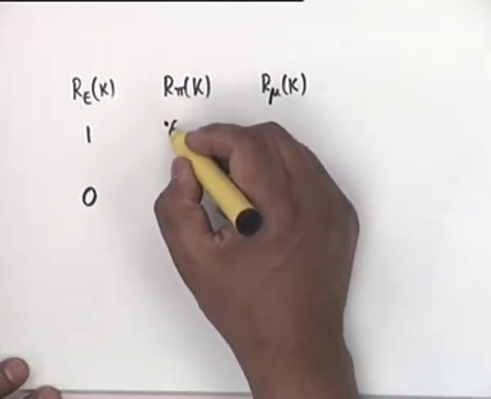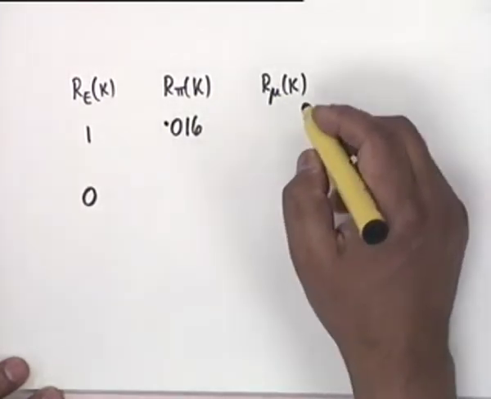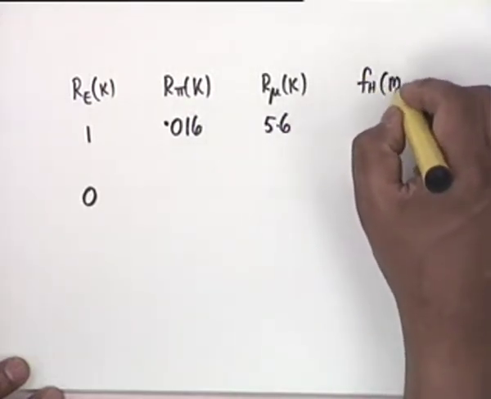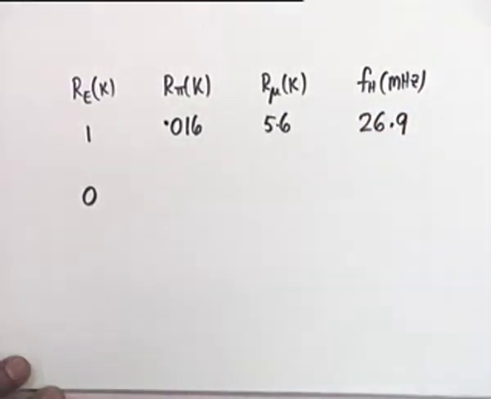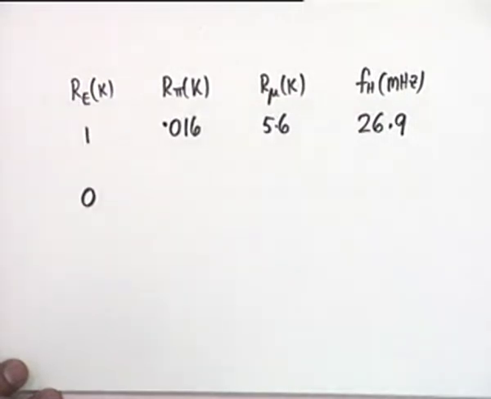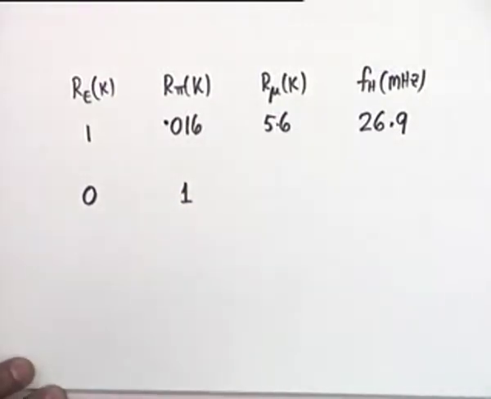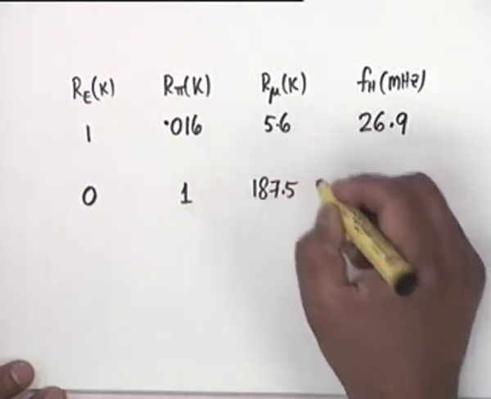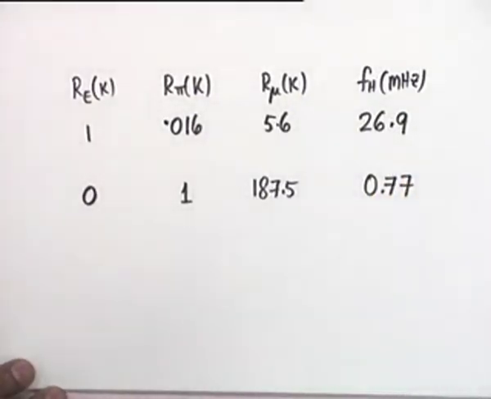I found that R pi is equal to 0.016K, so it's simply 16 ohms, very small value, and R mu is 5.6K. Then FH under this condition in megahertz comes as 26.9. And with Re 0, R pi comes as 1K, R mu is 187.5K, and FH comes simply as 0.77. And you see the order of improvement in FH.